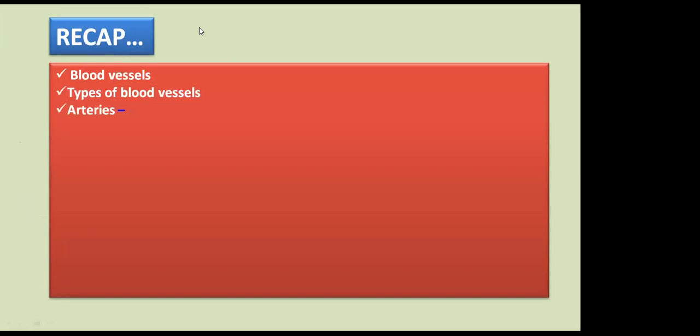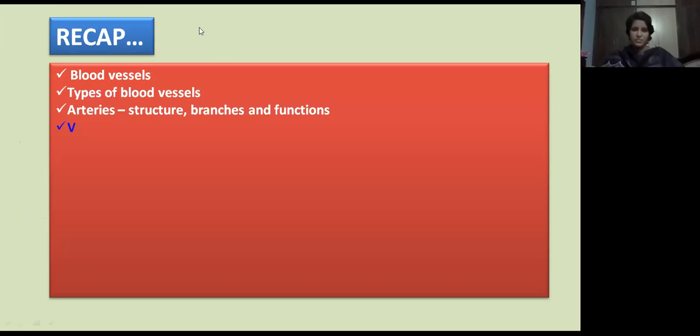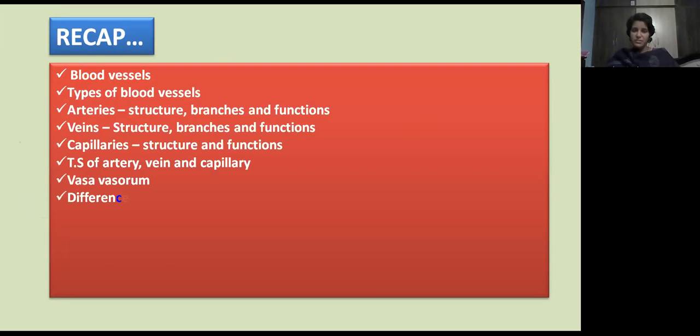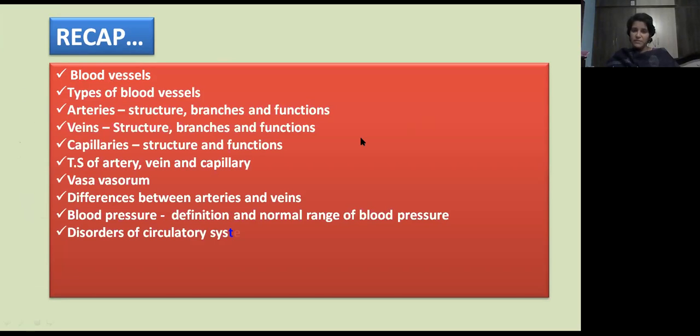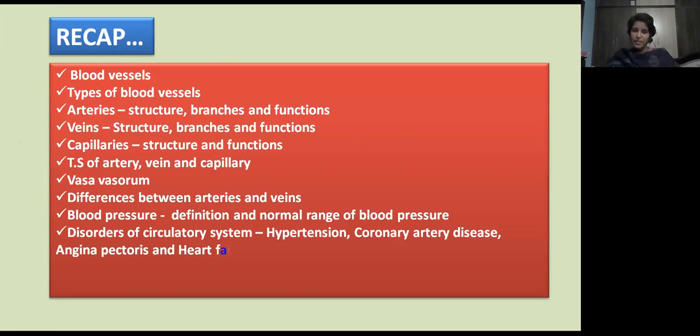Next disorder. Okay, fine children. I will have the recap. Today we discussed blood vessels, types of blood vessels, artery branches and their functions, and capillary structure and functions, tiers of artery, veins and capillary, vasa vasorum, differences between arteries and veins, blood pressure definition, and disorders of the circulatory system.